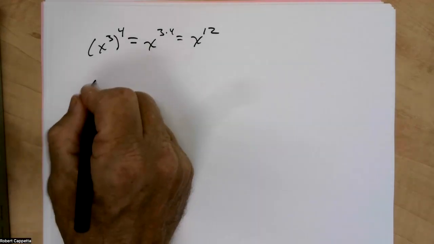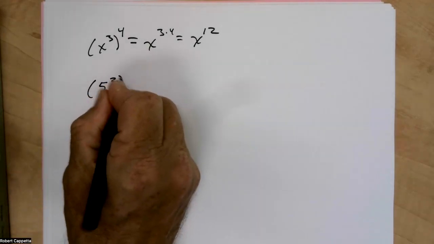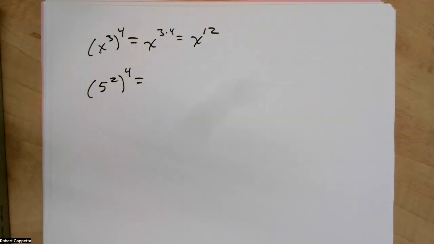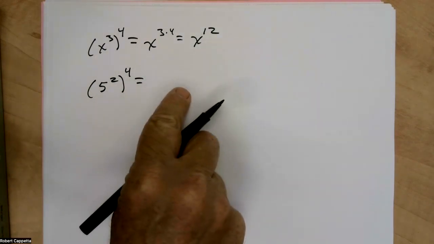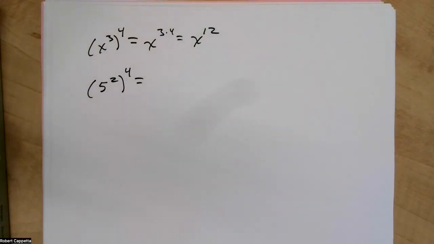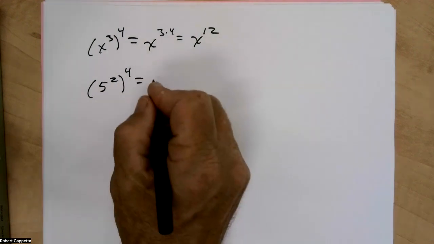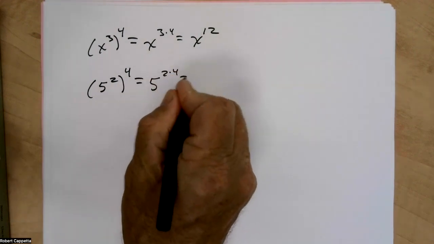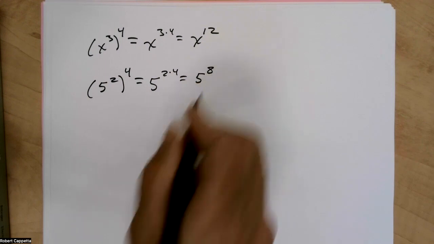If I had a number, if I have 5 to the second to the fourth power, again, same kind of an idea. 5 to the second, 5 to the second, 5 to the second, 5 to the second. How many 5s do we have? 5 to the 8th, or 5 to the 2 times 4, which is 5 to the 8th, whatever that very, very large number is.